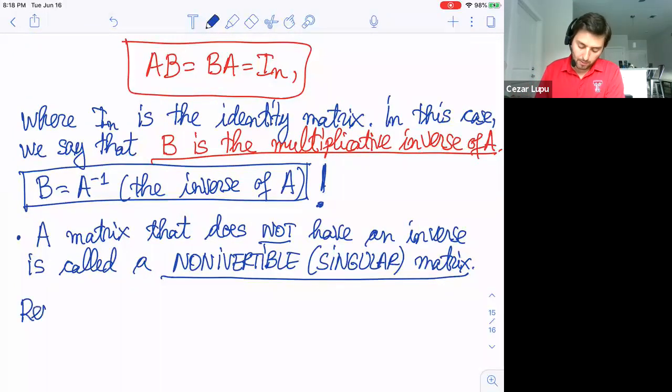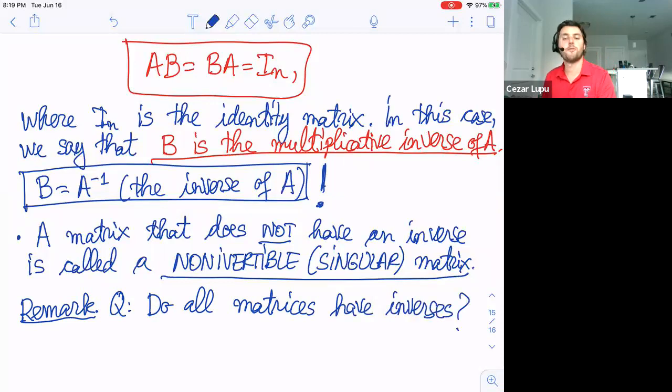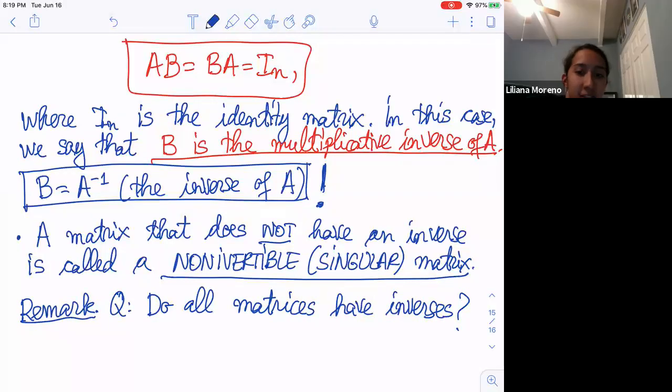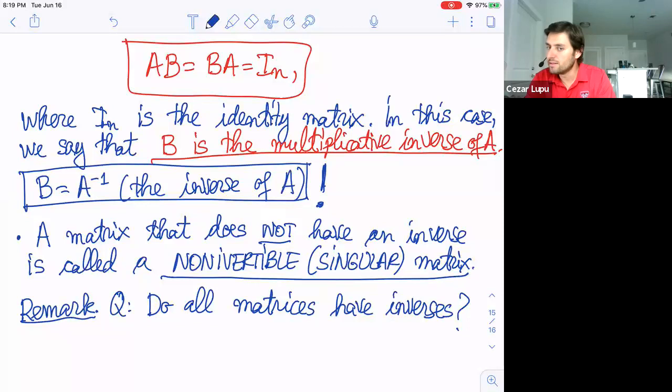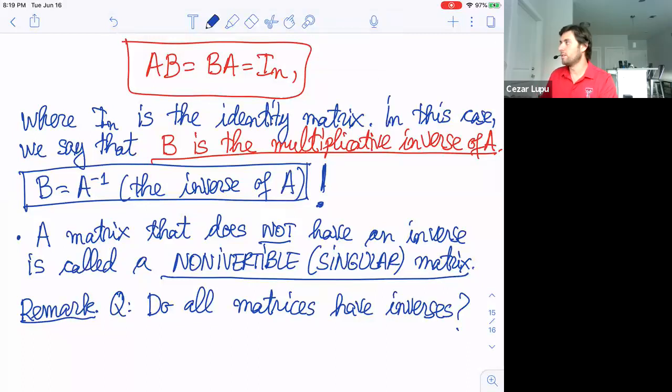Now, let me point out the remark because I want to answer the following question. Do all matrices have inverses? That is the question I want to answer. What do you think? What does your intuition say? Not all of them necessarily have inverses. Not all of them have inverses, right?